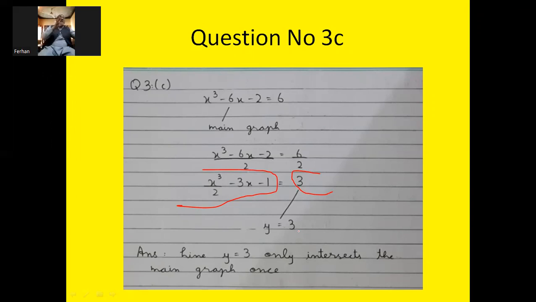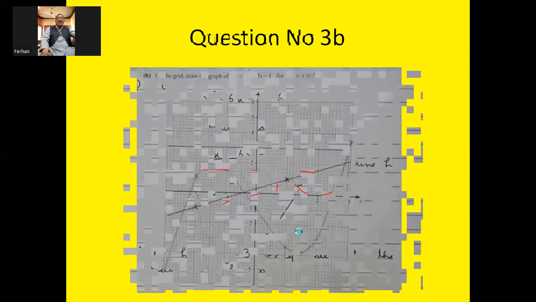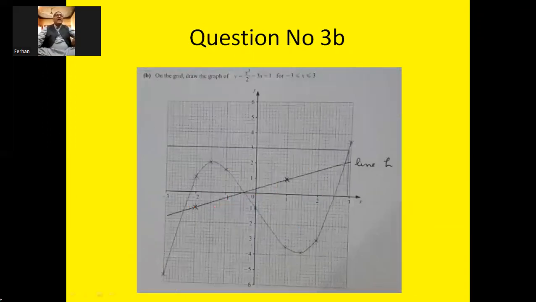So this is a line, y equals 3. I will draw this line on the graph paper. So let me go back. Y equals 3 has been drawn here. So you can see this is that line. Sorry, I said equation.